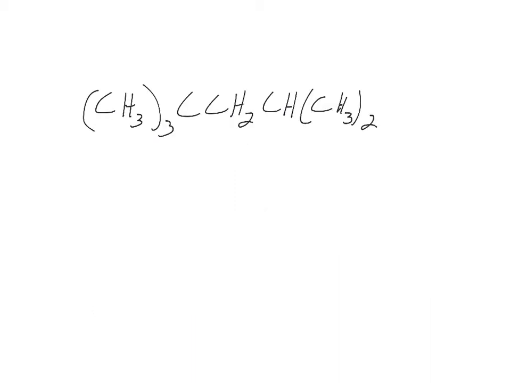All right, so taking a look at a condensed Lewis dot structure. This is a condensed Lewis dot structure. How do I turn this into something with bonds and connectivity? The tricky part is these parentheses. The parentheses are saying there's 3 CH3s bonded to one of those carbons. There's 2 CH3s in this case bonded to one of these carbons. The question is, which carbon is it?